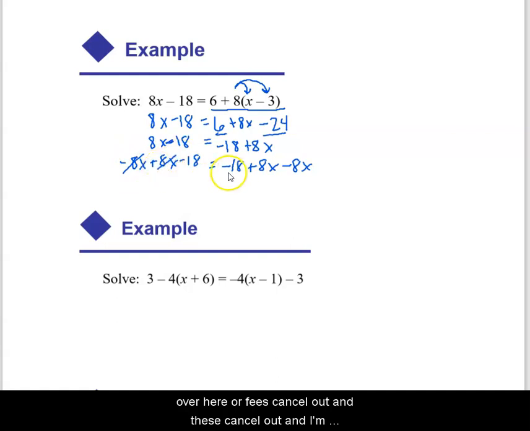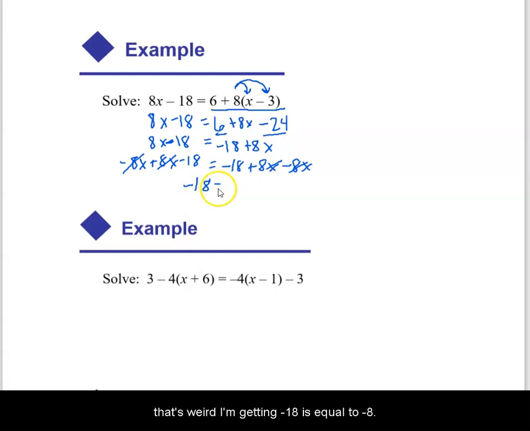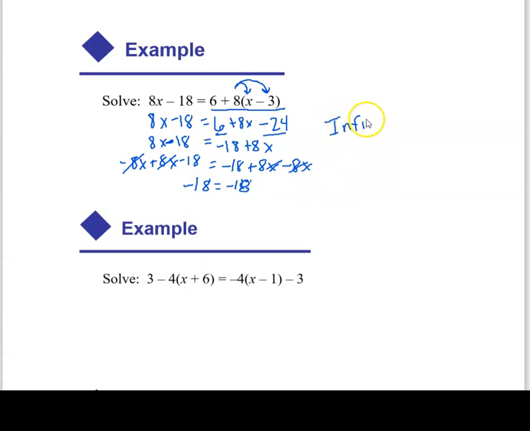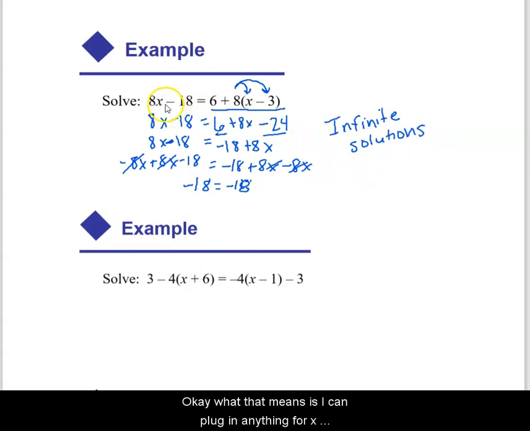Well, these cancel out, and these cancel out, and that's weird. I'm getting negative 18 is equal to negative 18. Okay, that's strange. But I'm glad we did this problem because this one has infinite solutions. Okay, what that means is I could plug in anything for x and it would work. Okay, it has infinite solutions.